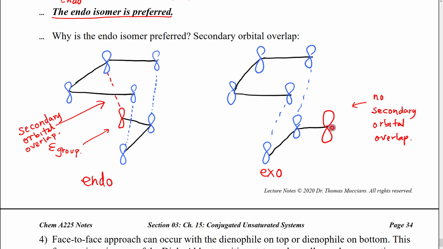When we have the E group in the exo position, you can see that now it's sticking out far away from these inner carbons of the diene. There's no possibility for secondary overlap, and so therefore this has a slightly higher energy transition state, it reacts just a little bit slower, and therefore it is not preferred.